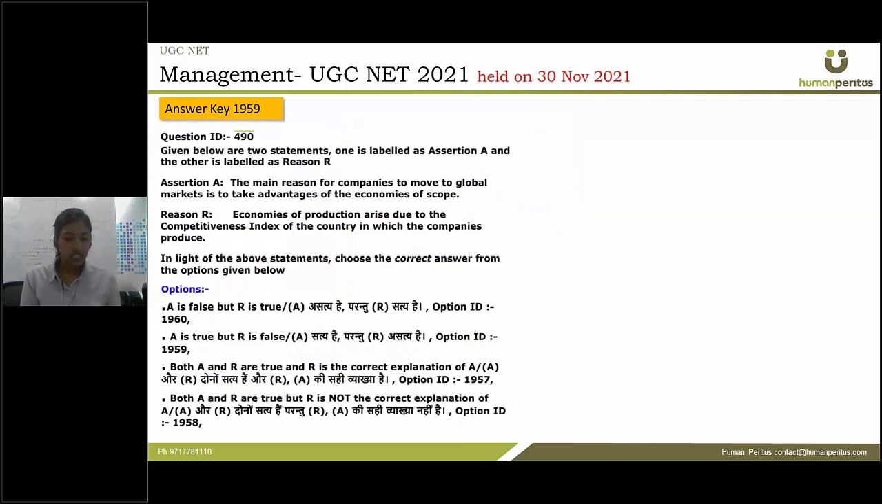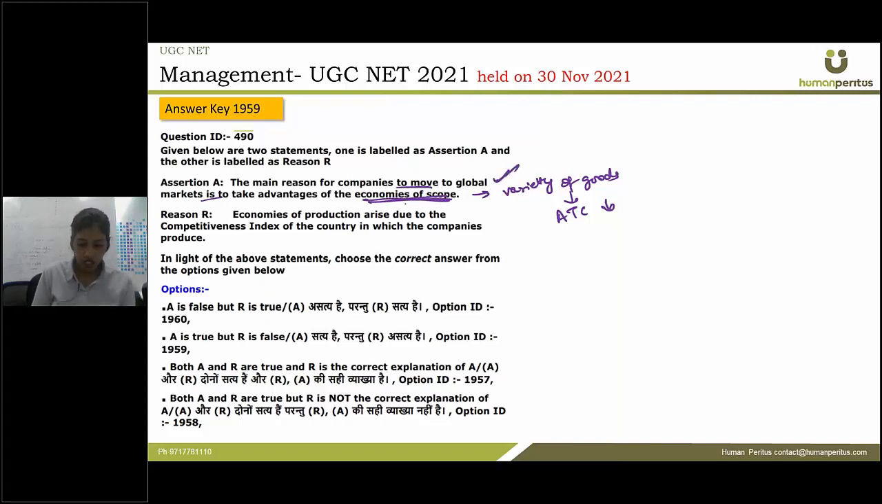Then in this question, two statements are given and we have to identify if the assertion is matching with the reason. The assertion is that the main reason for companies to move to the global market is to take advantage of the economies of scope. Economies of scope is when you produce a variety of goods and with that your average total cost is decreased. So with global markets, you can achieve that.